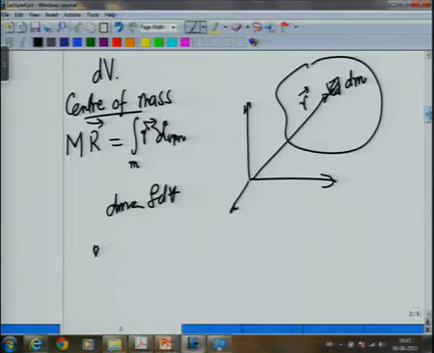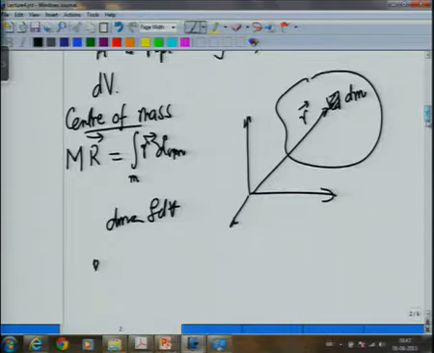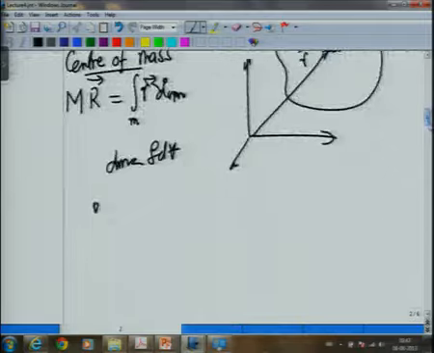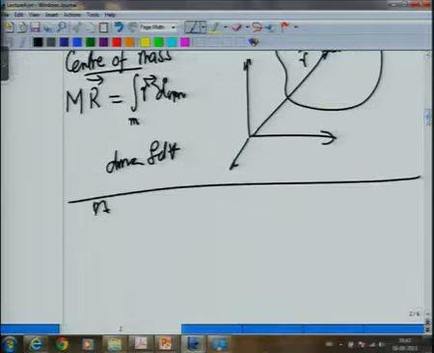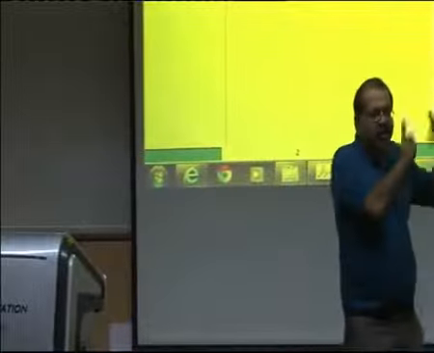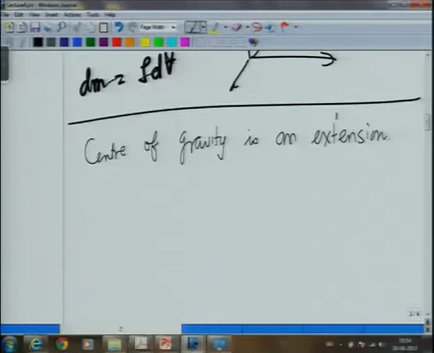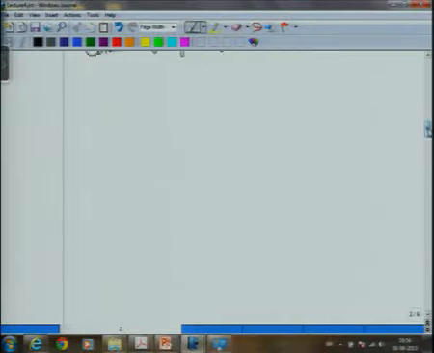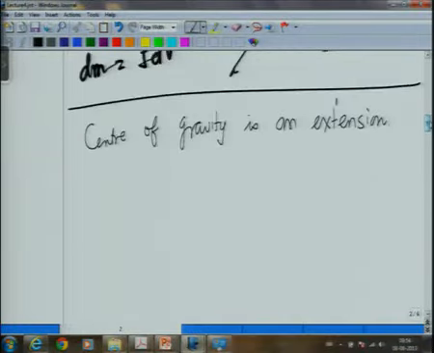Given this, let us try to work out centroids of some simple areas. The center of gravity is again an extension of these concepts, and let us see how we solve some typical problems. I think you would know these, but you may not have seen a double integral. So let us see an example I will take.